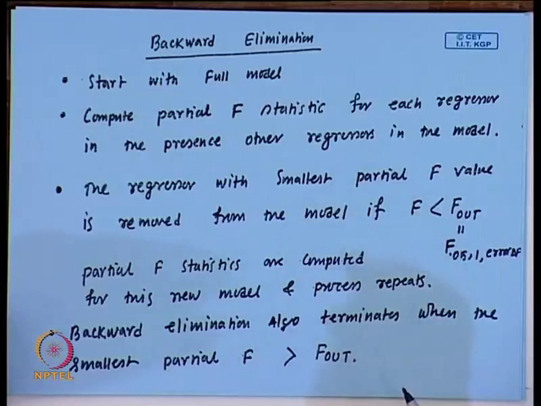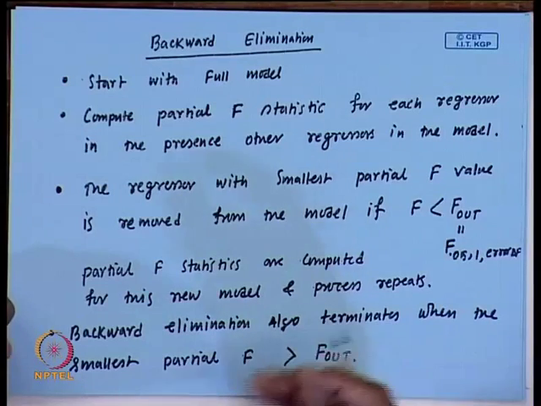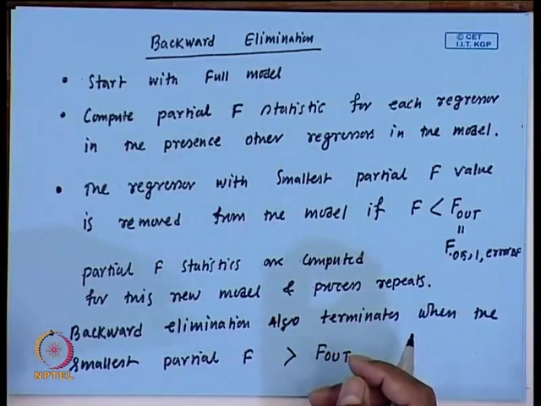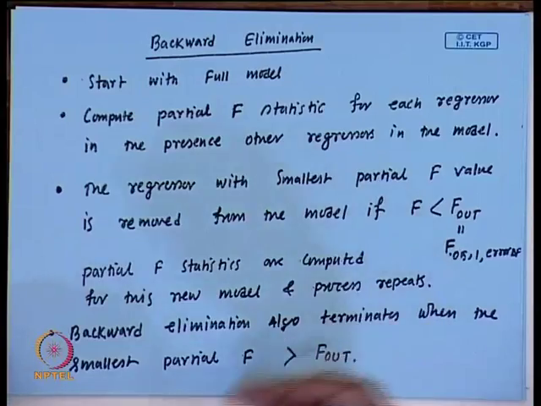So next we look at the smallest partial F value, and if that partial F value is less than F out or less than the tabulated value, then of course we remove that regressor from the model, and again we repeat the same process until there is a stage where the smallest partial F statistic is greater than the F out. Okay, that means the smallest one is also significant. So we can't remove any more regressor from the model.